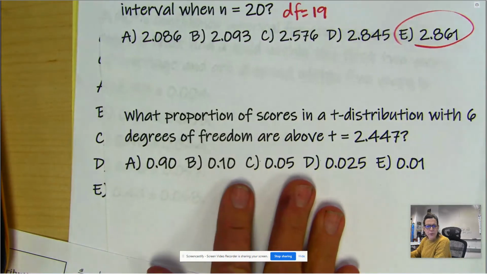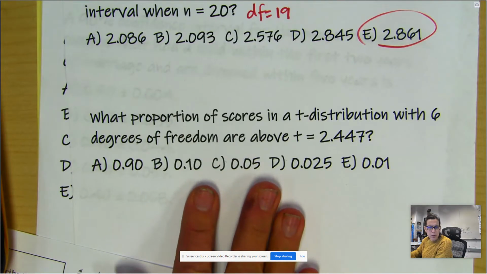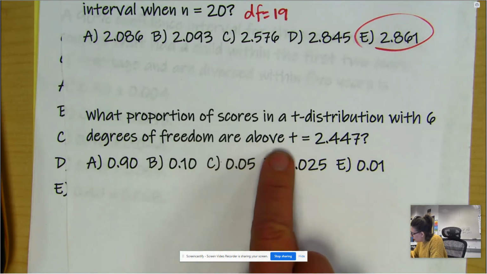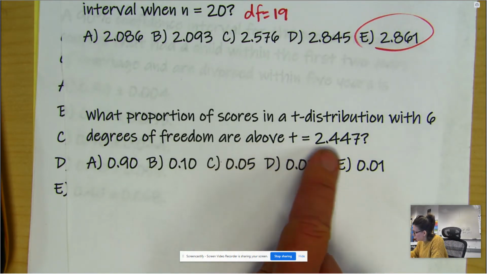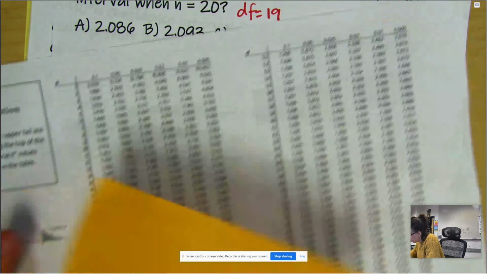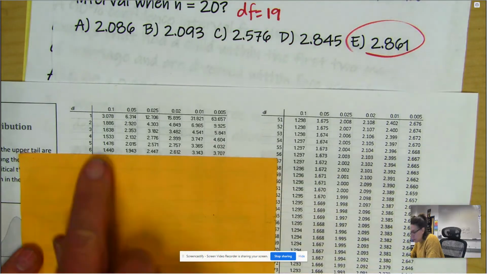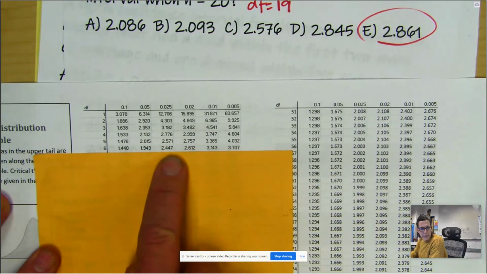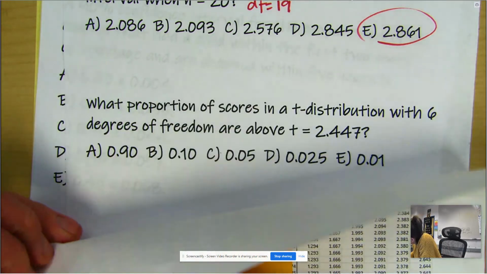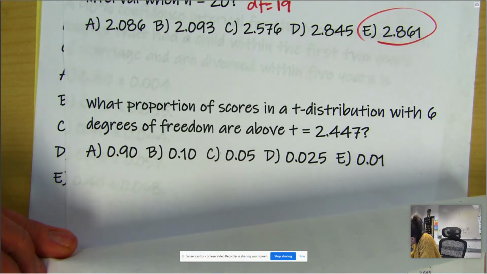What proportion of scores in a T distribution, okay, so this is kind of going backwards, are above T equals 2.447, and we have 6 degrees of freedom. So we're going to go to 6 degrees of freedom. Okay, and we're going to go to 2.447, and this is what proportion of scores are above.